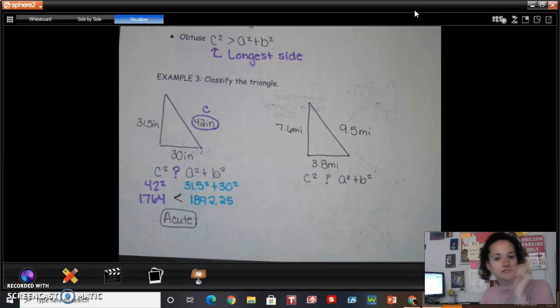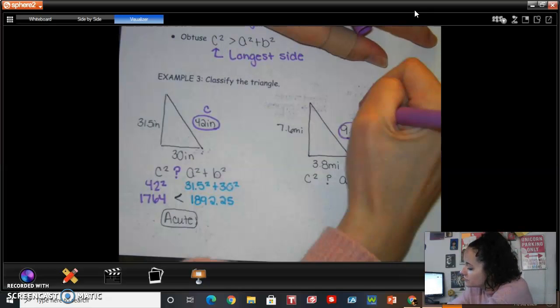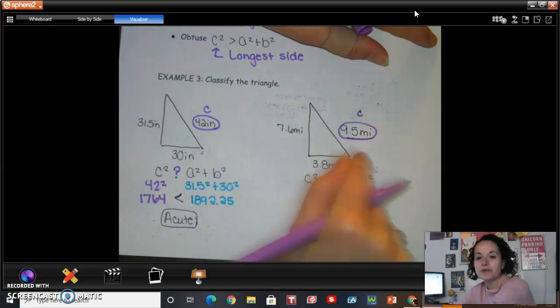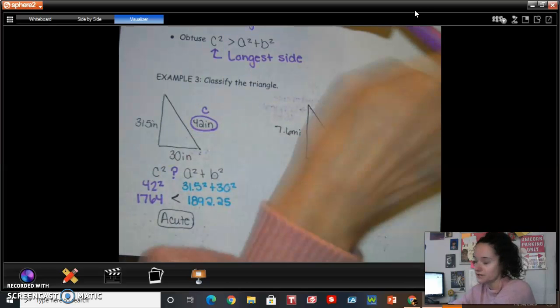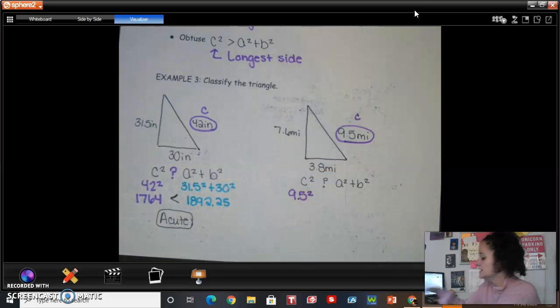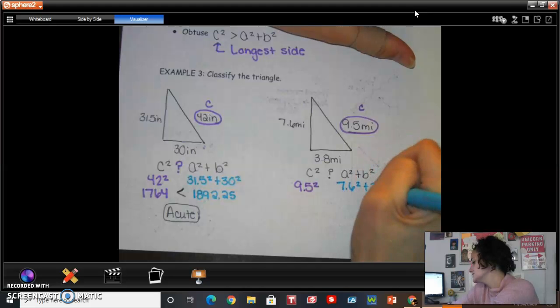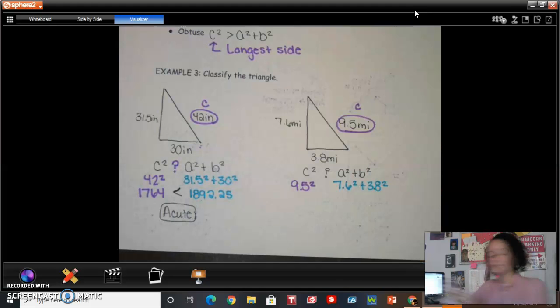Our c, again, is the longest side. So we have 7.6, 3.8, and 9.5. The longest one is going to be c, and that would be 9.5. If you notice, they're both on the right here. That's not always going to happen, all right, kiddos? So we have 9.5 squared, and then our other two, 7.6 squared plus 3.8 squared. Now let's use our handy-dandy calculators to find our final answer.